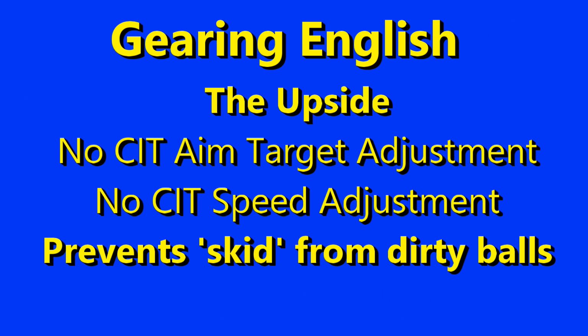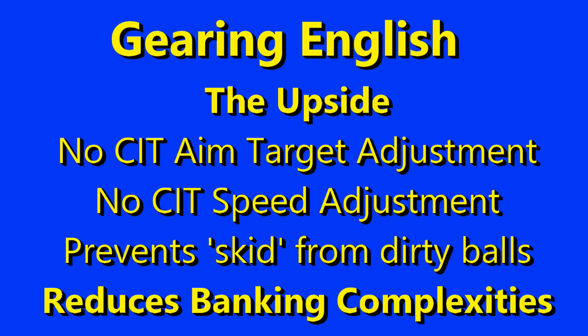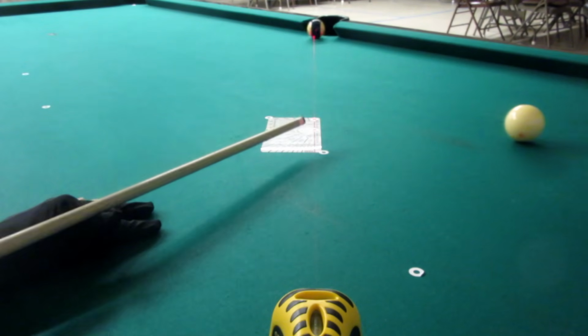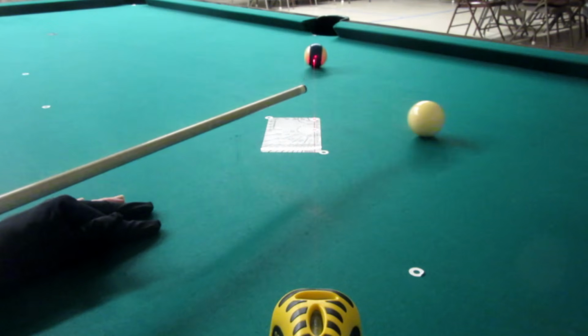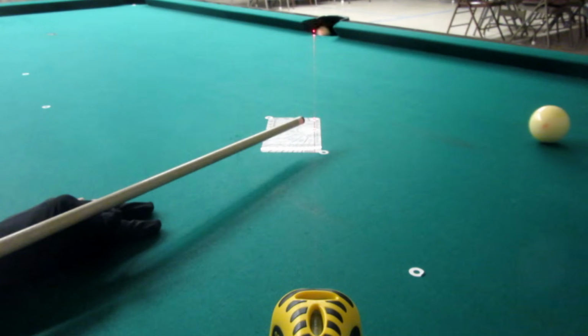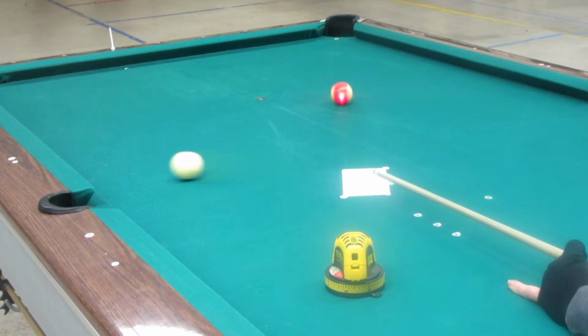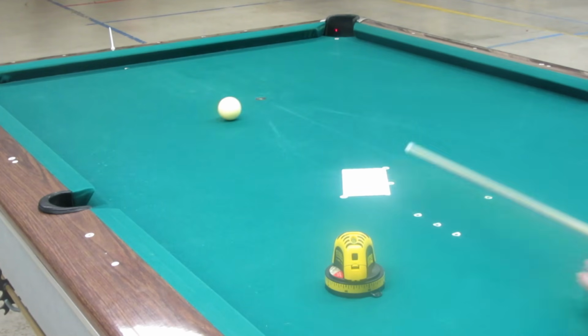Gearing English can also help with banking by eliminating not only throw but cut-induced spin on the object ball, which causes errant banking. Practice by setting up shots of striped balls with the stripe aligned to the pocket. Shoot at various cut angles and learn how much side spin is needed for minimal stripe wobble. That is, learn what that looks like for you to achieve it.